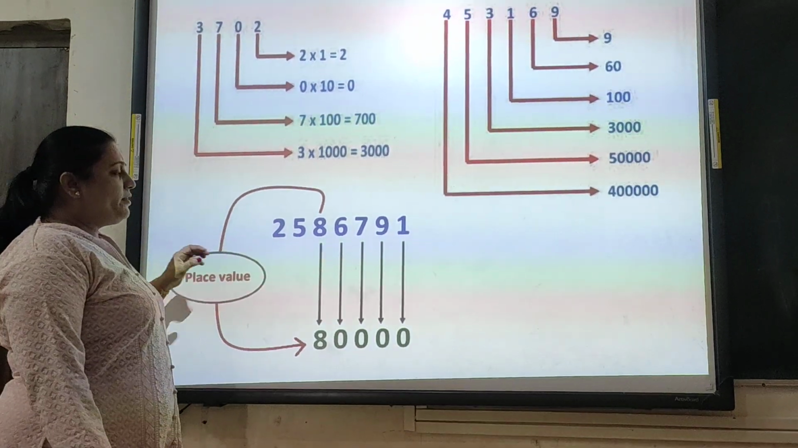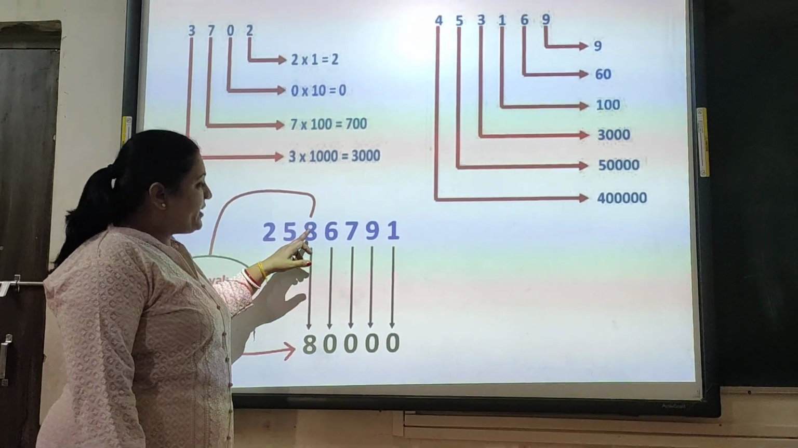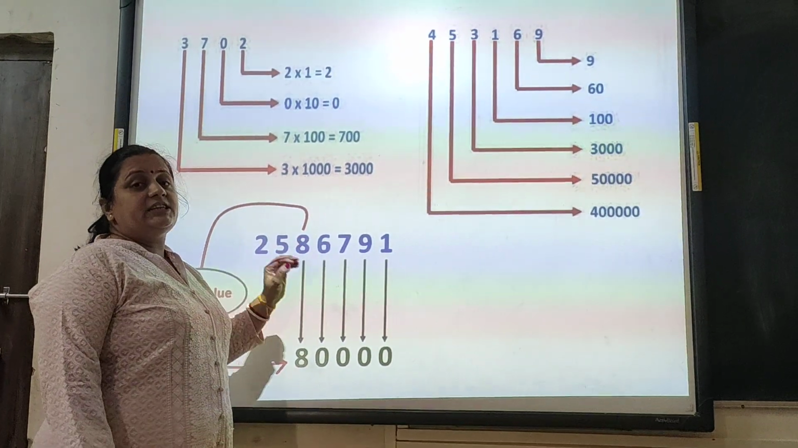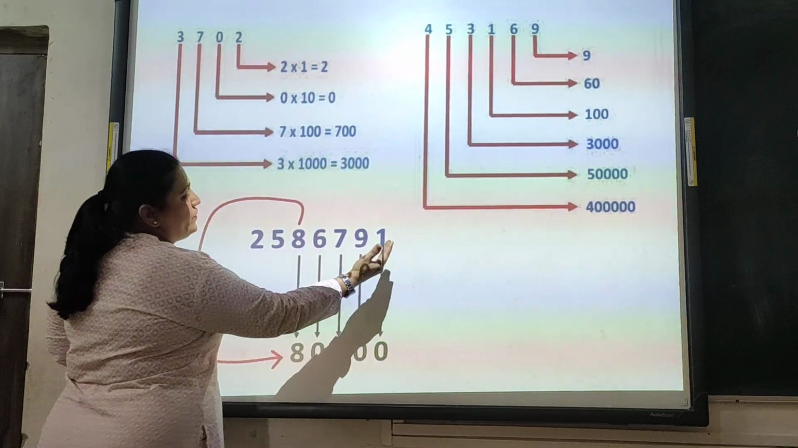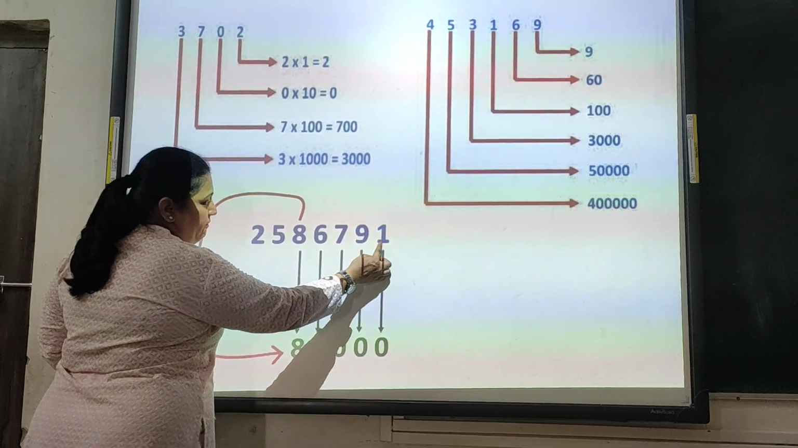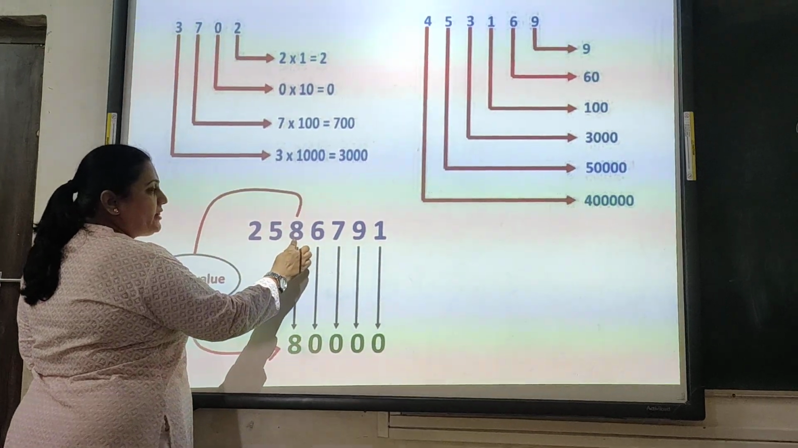2,25,86,791. Now if we want to find out the place value of 8, then first we have to see which place 8 is in. Where is 8? What is the place of 8? So first we will start from the right side: ones, tens, 100, 1000 and 10,000.